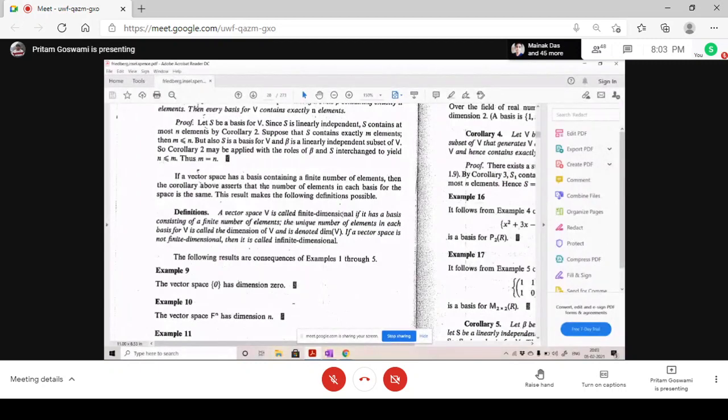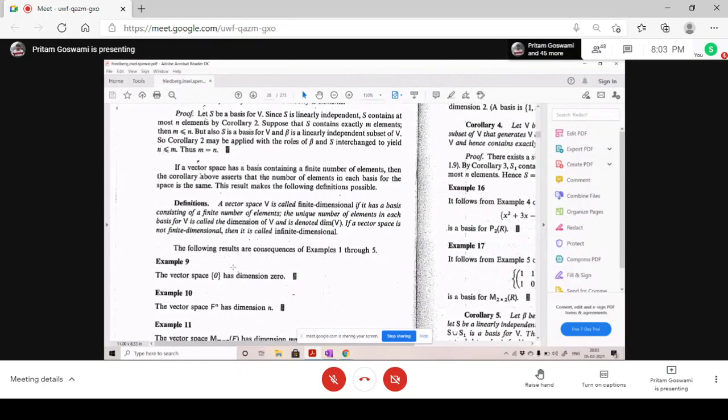The dimension thing will come in every aspect of linear algebra. Whenever you read or use linear algebra, dimension will come up somewhere. So the definition of dimension is here. There are some examples. If a vector space contains only the zero vector, it always has dimension 0.